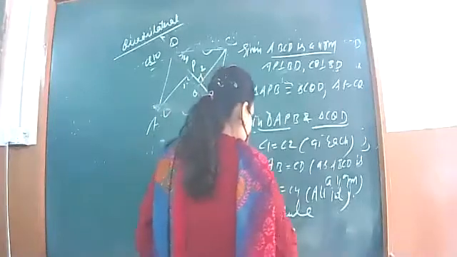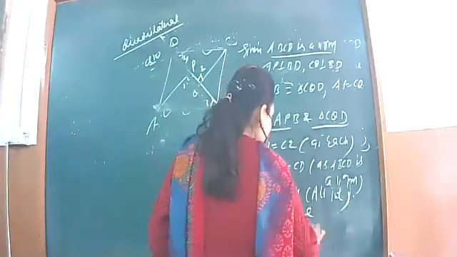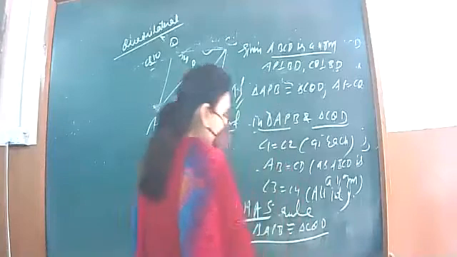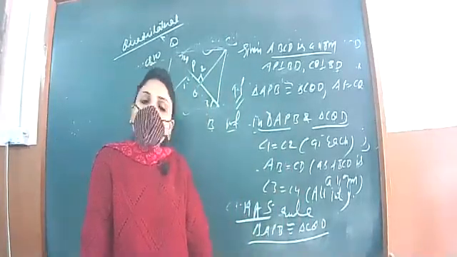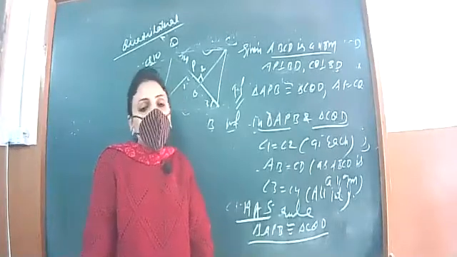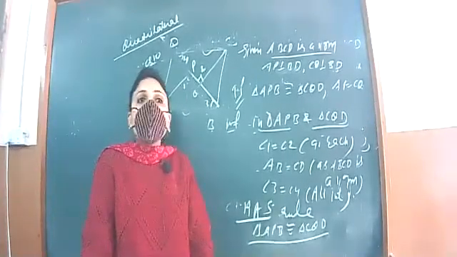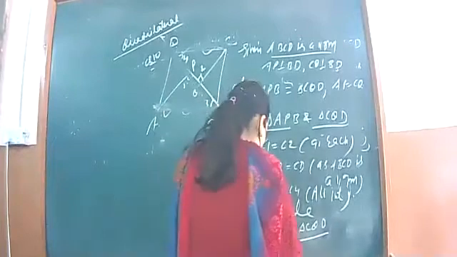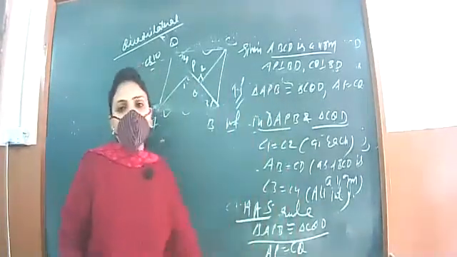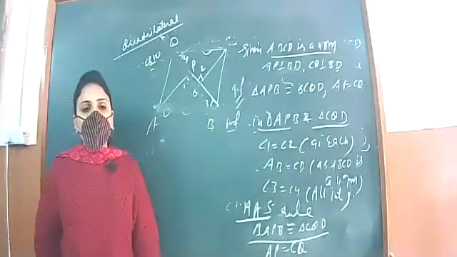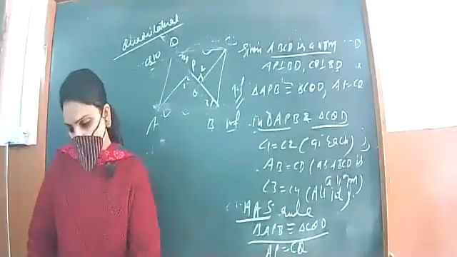triangle APB is congruent to triangle CQD. APB is congruent to CQD. And when APB is congruent to CQD, by CPCT we will have AP equal to CQ. AP is equal to CQ by CPCT. So this is all about this question.